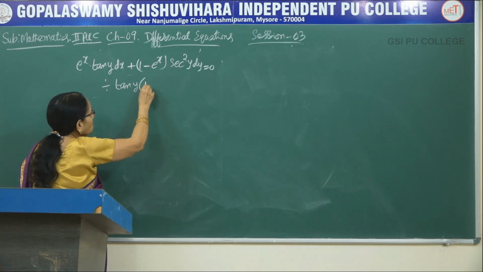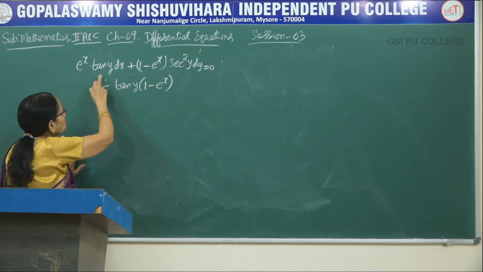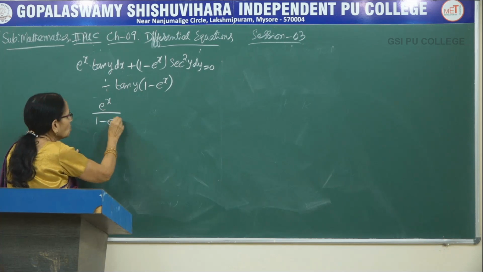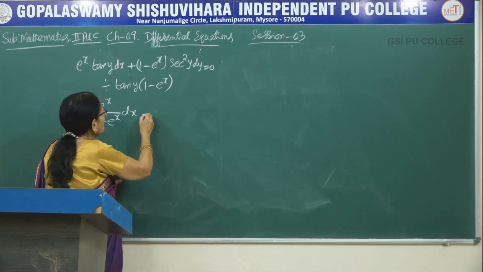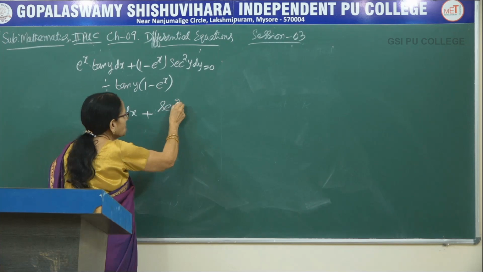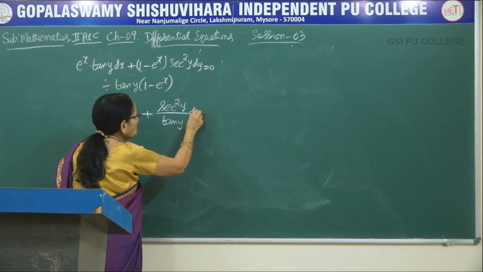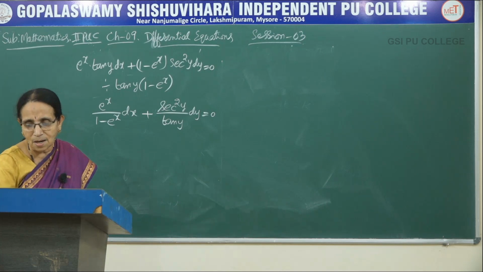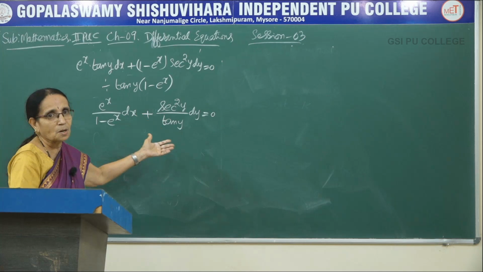Divide by tan y into 1 minus e to the power x. So when you divide, this is cancelled, this remains, that is e to the power x over 1 minus e to the power x into dx. Now plus here 1 minus e power x is cancelled. So what is remaining there? Secant square y divided by tan y into dy is equal to 0. Again, because the 0 is on the right hand side, it is easier for us to do this adjustment of the terms here.